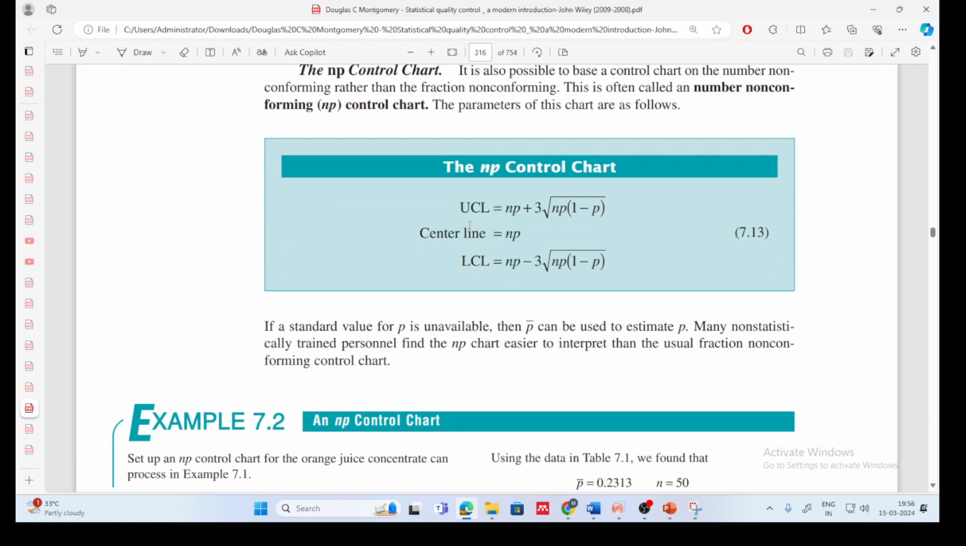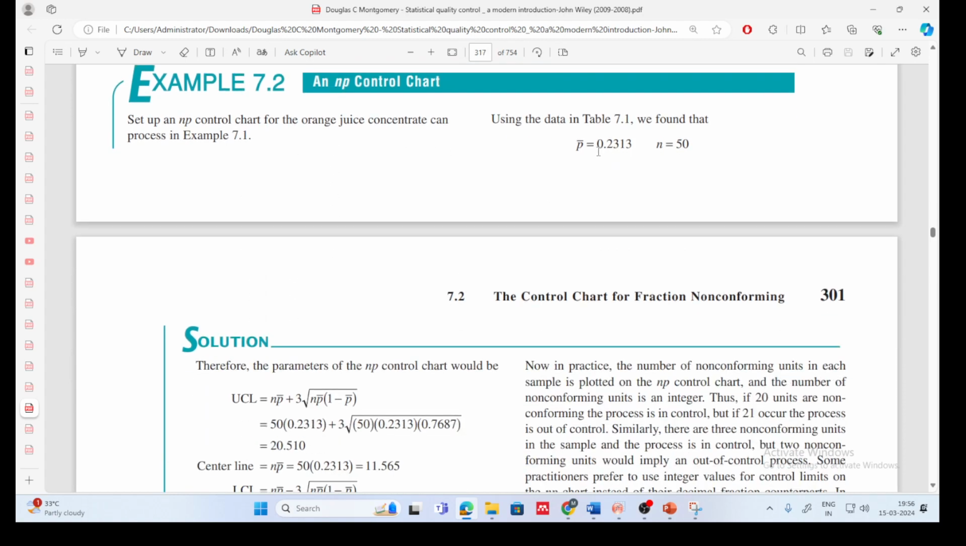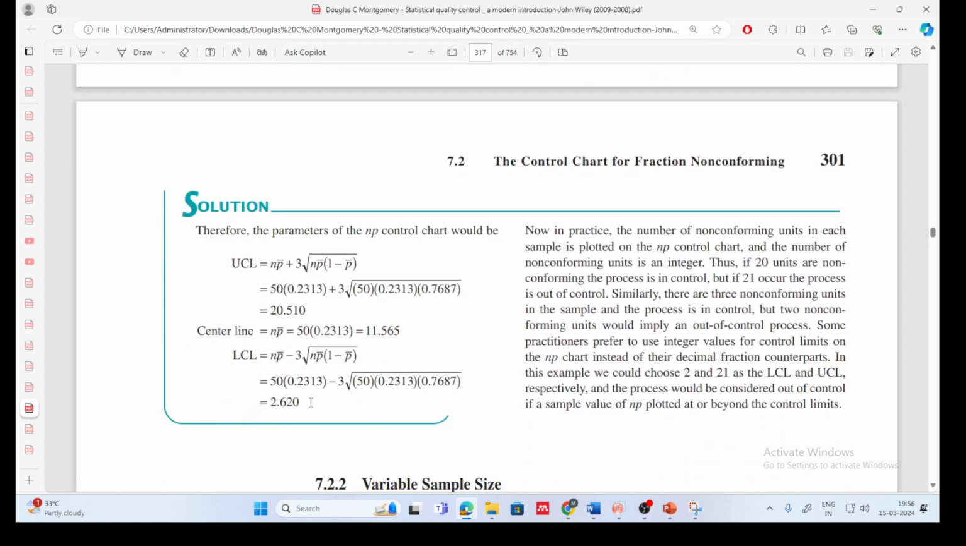That is the NP chart. For that we have the formula: upper control limit is NP plus 3 into the root of NP into (1 minus P). The center line will be NP, and the lower control limit will have minus instead of plus. Let's say we have a setup of an NP control chart, and they have given P bar and N, so we can directly use the formula. The same as the last one.